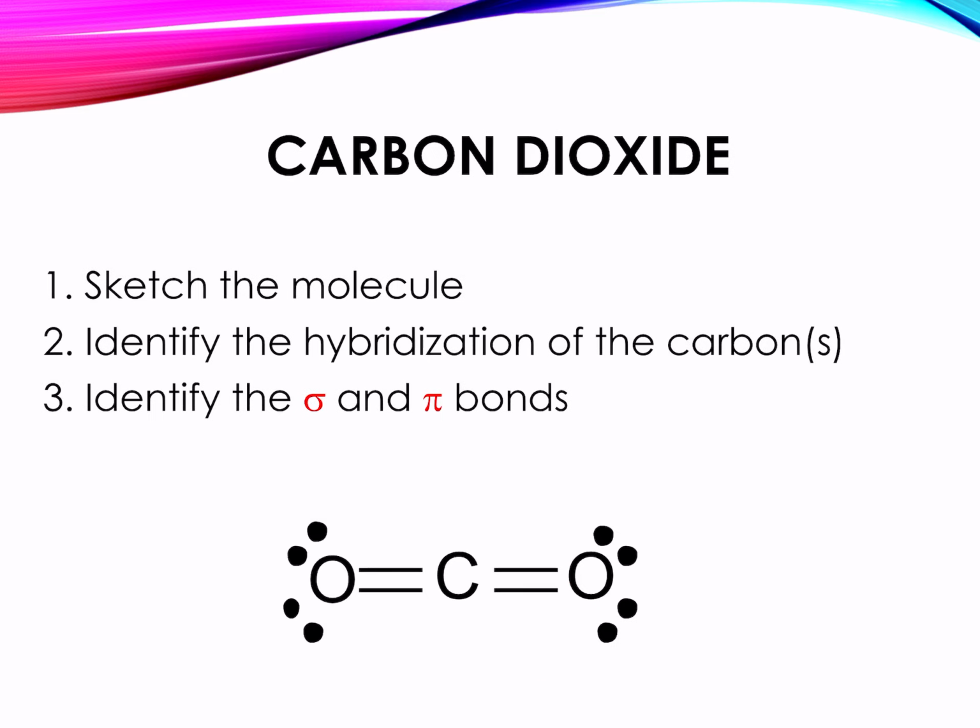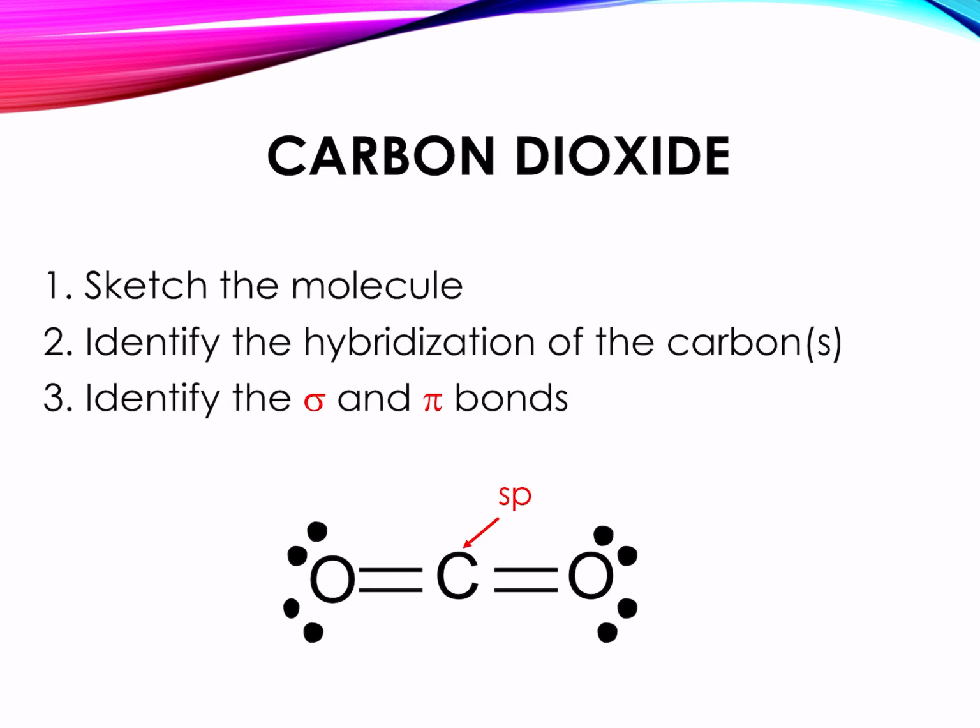Here's another. Sketch the molecule, done. Identify the hybridization of the carbon. So if we look, that carbon in the middle has 2 areas of electron density, 1 on each side. So that means the carbon is sp hybridized. And then it says identify the sigma and pi bonds.